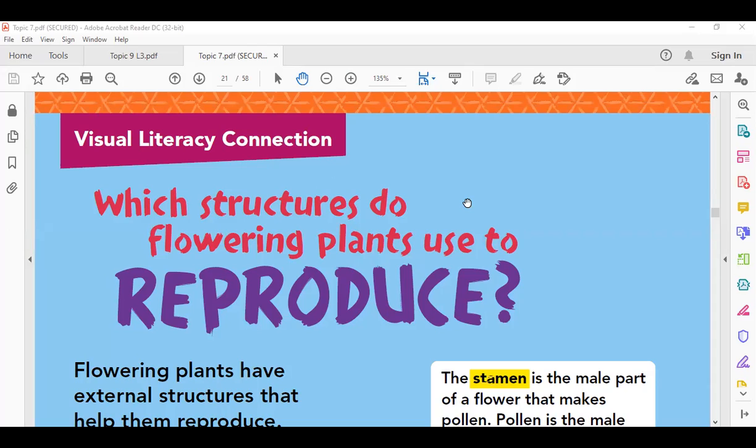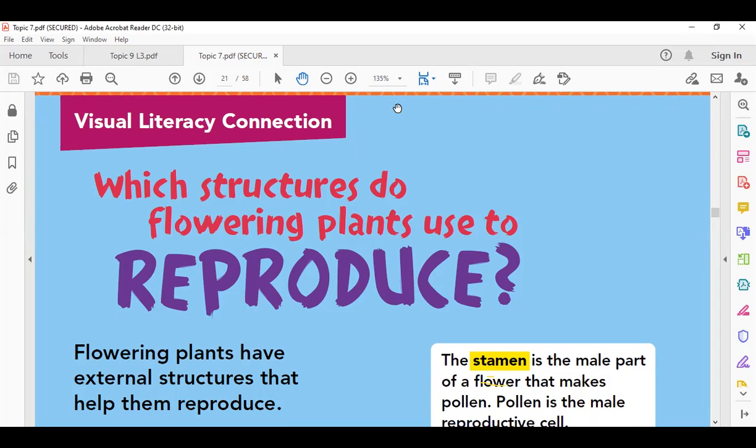Okay, now, as you know, we are in lesson 2 from unit 7 or topic 7. This lesson is talking about the external parts or external structures of the plant. In the previous lessons we were talking about the stem of the plants, the cuticle, the leaves, and so on. Today, inshallah, our lesson is about external parts in the plant that are very important in reproduction. Which structures or which parts do flowering plants use to reproduce?